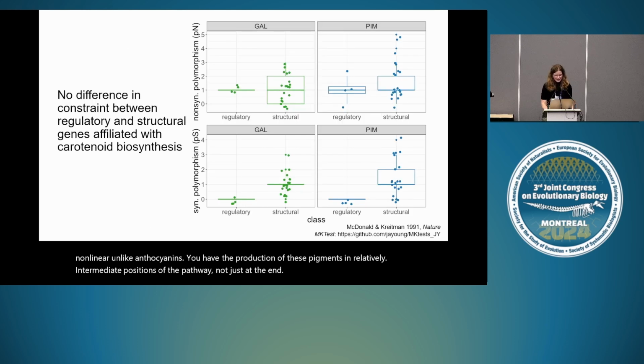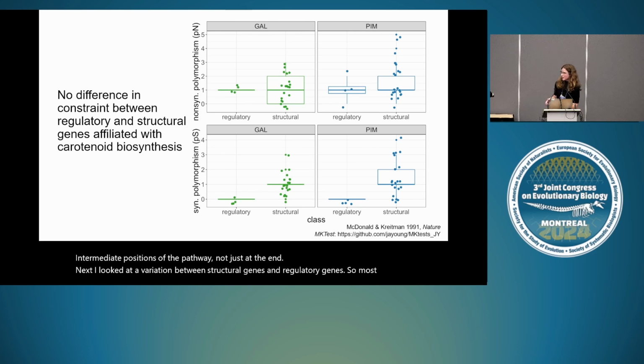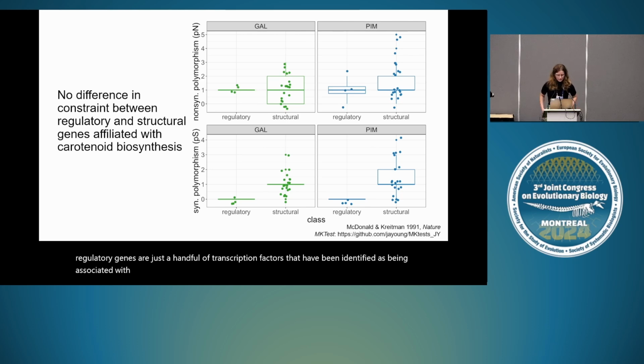Next, I looked at variation between structural genes and regulatory genes. Most of these regulatory genes are just a handful of transcription factors that have been identified as being associated with carotenoid production. And this, again, is non-synonymous polymorphism and synonymous polymorphism. And what we see is there's essentially no difference in selective constraint between regulatory and structural genes affiliated with carotenoid biosynthesis.